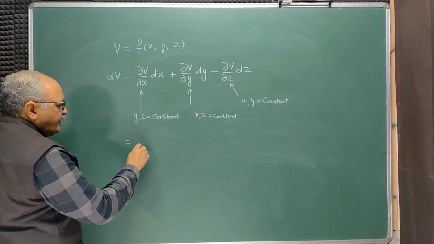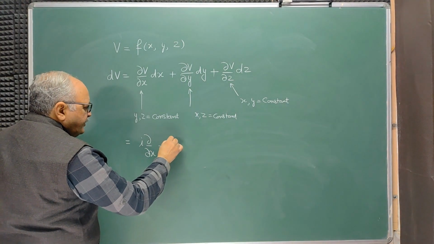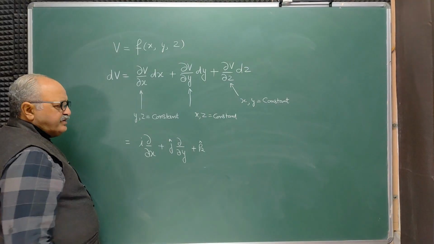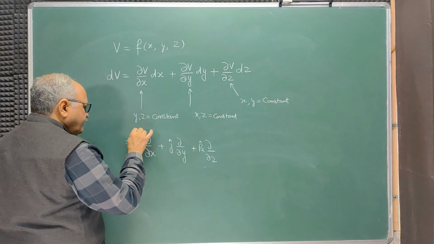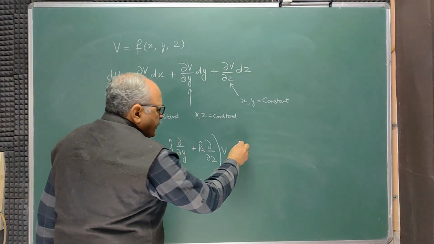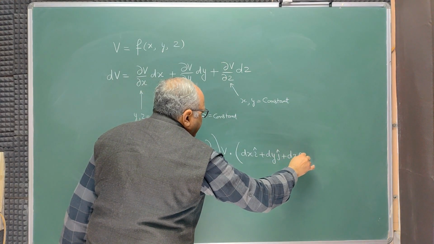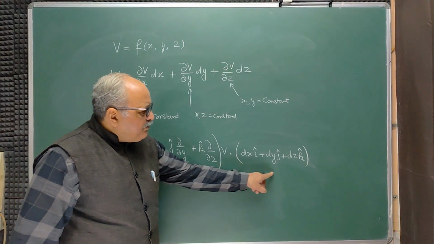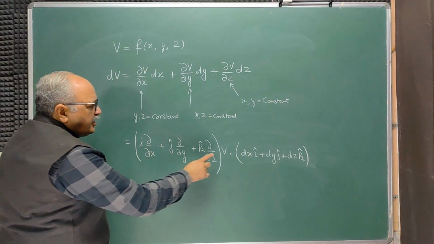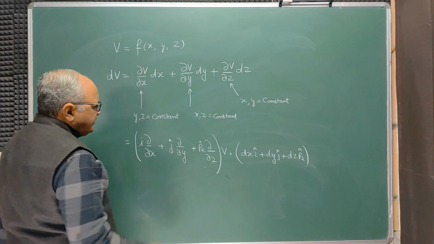I can write it like this: i cap partial derivative operator with x plus j cap partial derivative with y plus k cap, the unit vector along z axis, and partial derivative with z, this particular thing operating on v dotted with dx i cap, dy j cap and dz k cap. In fact, this is giving me the displacement vector when I am changing my position. Now if you take a dot product of the two, you will get back this equation. You can check it yourself. We have to multiply and you will easily get it.